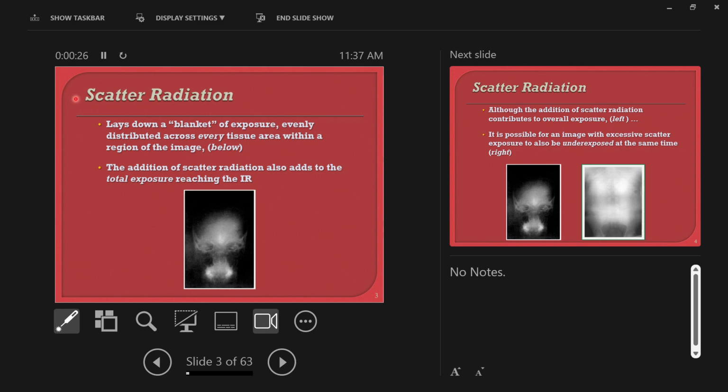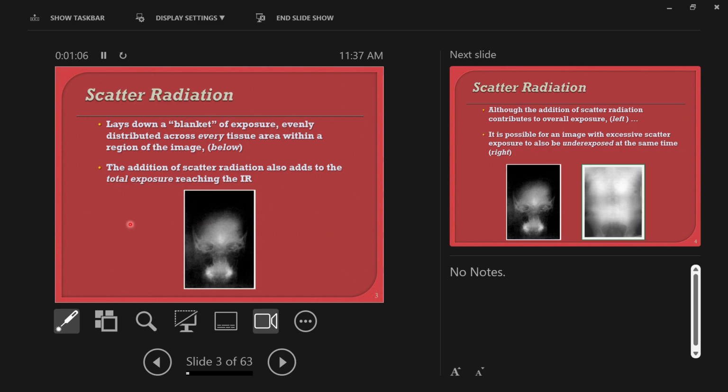So, scattered radiation, which comes from a lot of different things. We learned, having your collimated field too wide can cause scattered radiation, right? But scatter is just considered a blanket of exposure evenly distributed across the image receptor, and which takes away from recognizability, visibility, contrast, right? We want optimum contrast. We don't want super high contrast. We don't want super low contrast. We want optimum. And scatter lowers contrast, makes it lower than optimum.